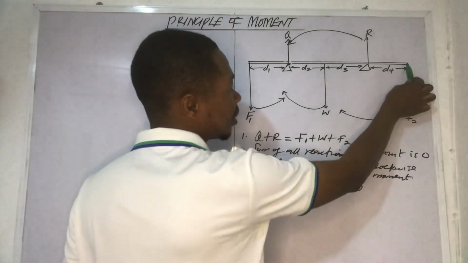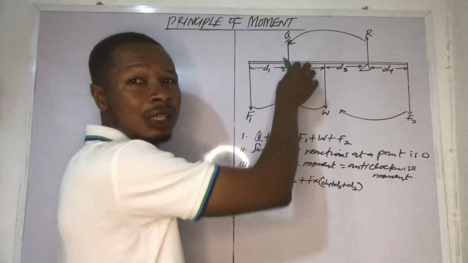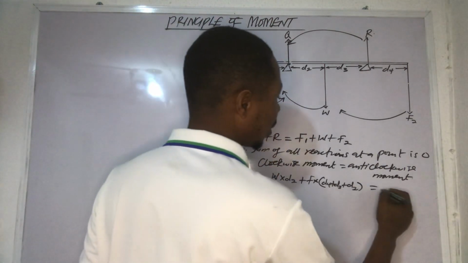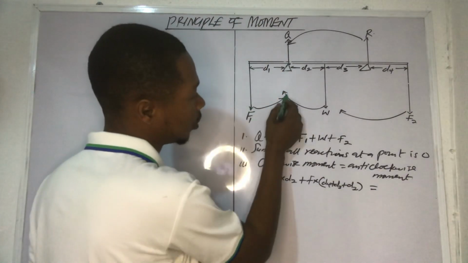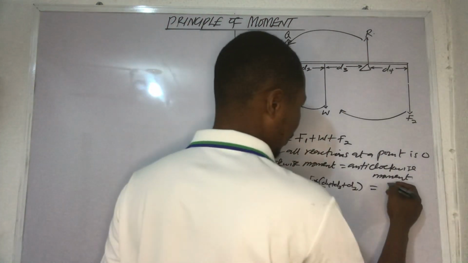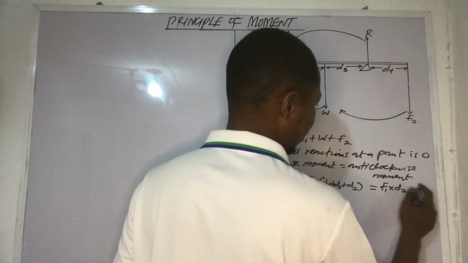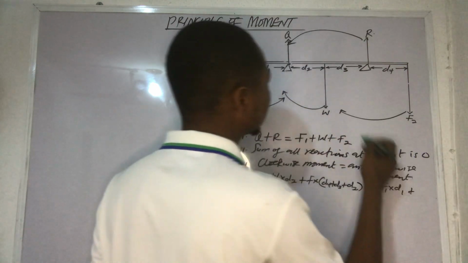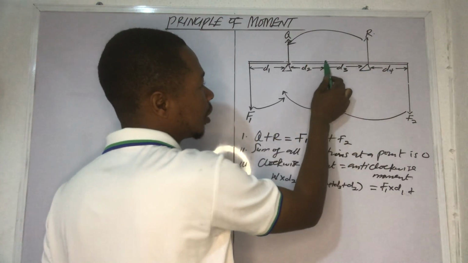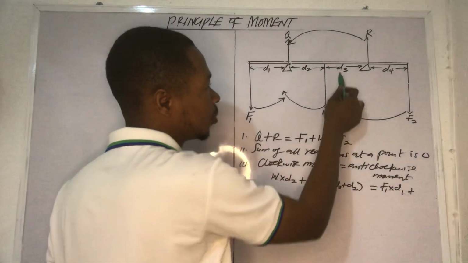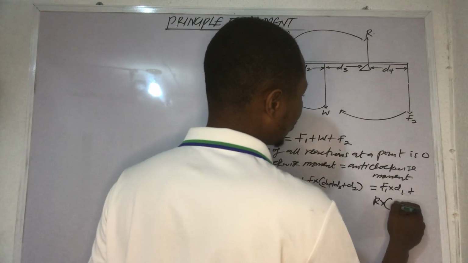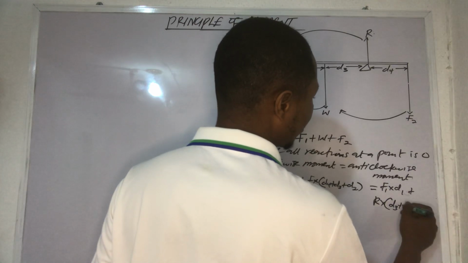So you need to calculate the distance from here to where you are taking the moment. Then the clockwise moment should be equal to the anti-clockwise moment. This one is going like this, so from here the distance is D1. So you have F1 times D1, plus the second anti-clockwise force, which is R coming like this. From here to here is D3, from here to here is D2. So the total distance will be D3 plus D2, giving R multiplied by open bracket D3 plus D2.